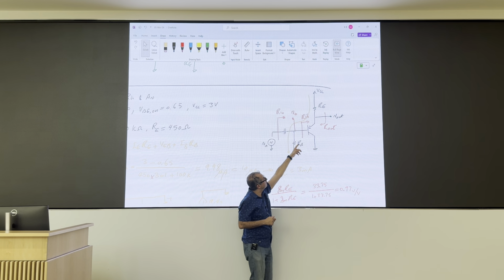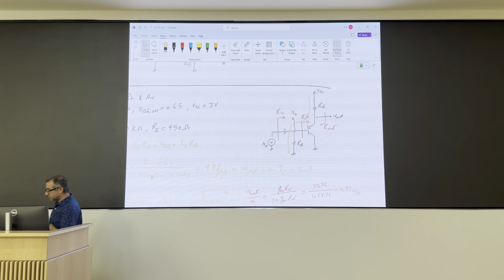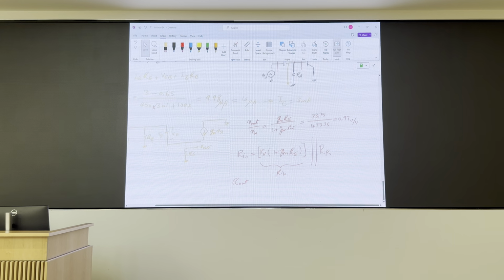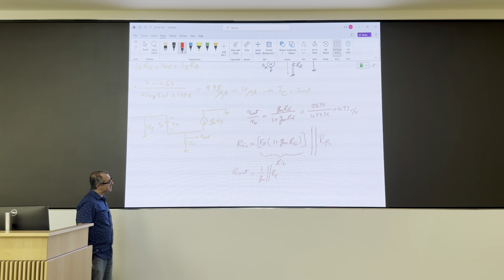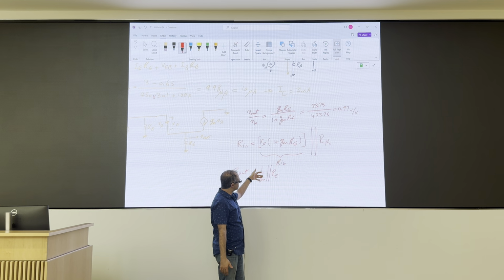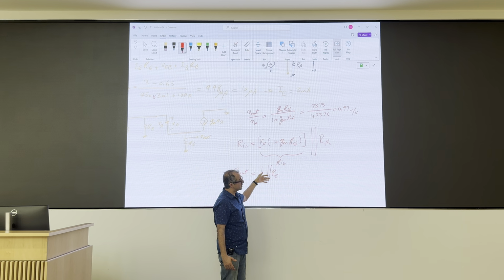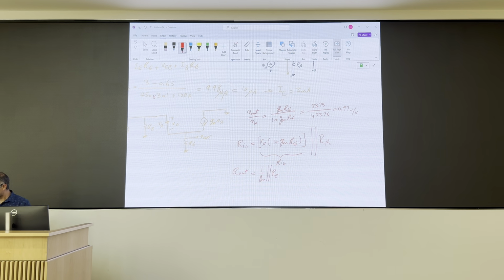And then what is R out? Well, it is 1 over gm here, RE at the top. So in this case, because we are biasing at 3 milliamps, this is around 8 ohms. RE is 450, so it's about 8 ohms. That's really small for most applications.